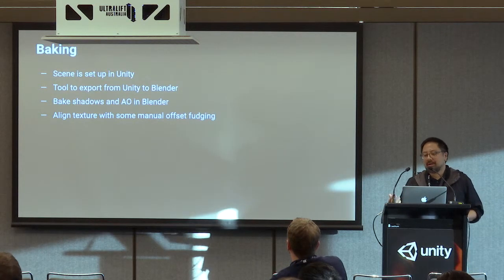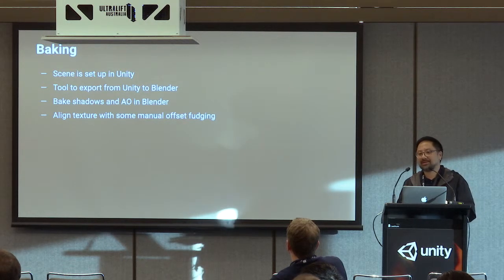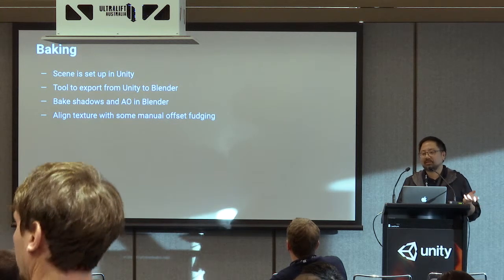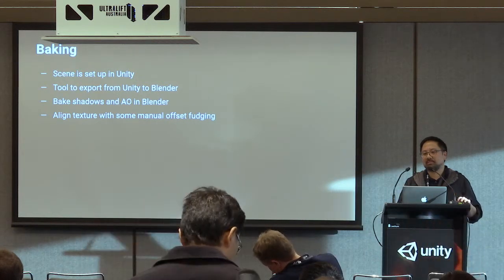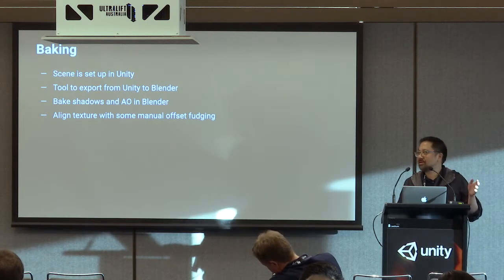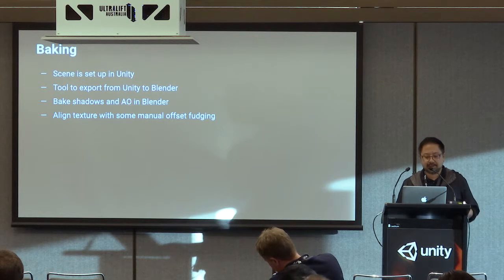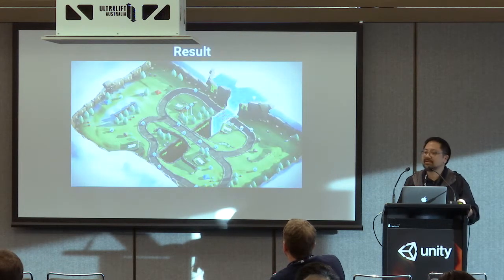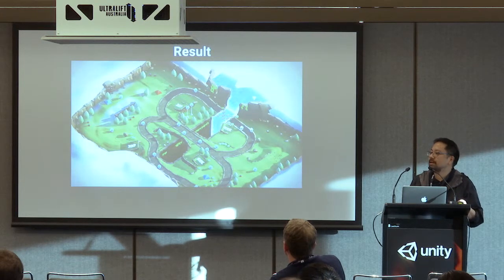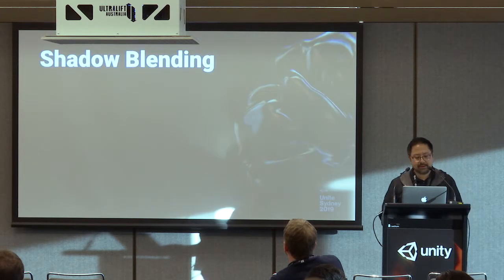So how we actually generate these shadow maps is we set up the scene in Unity, but after that we exported it back out into Blender. So we had a tool to convert it to FBX. Then what artists would do is they would bake shadows and ambient occlusion and bring that back into Unity. Yeah, and that's the result. So it looks pretty nice, and you can't really see any of the stretching because it's all been covered up like that. So now I'll talk a bit about shadows.